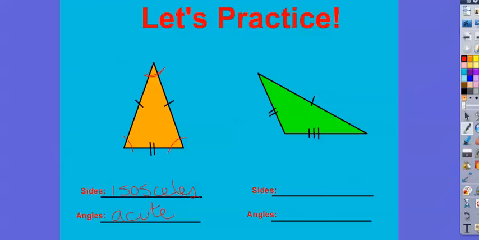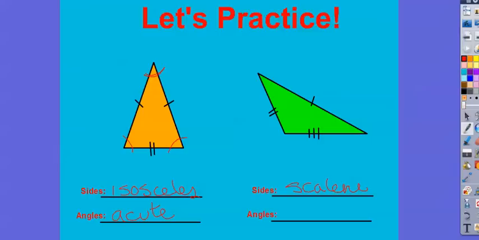Looking at this one now, this side is different, and this side is different. And when you look at it in pictures, often you'll see it with these little tally marks. And the tally marks literally just mean this is one length, this is a second length, and this is the third length. So since all three sides are different, this is a scalene triangle.